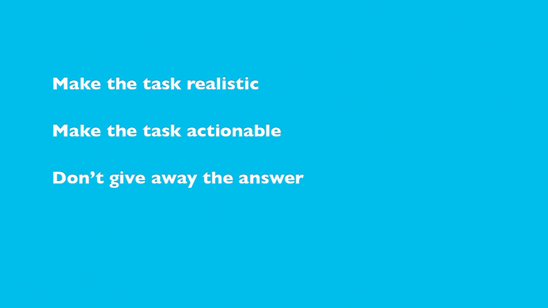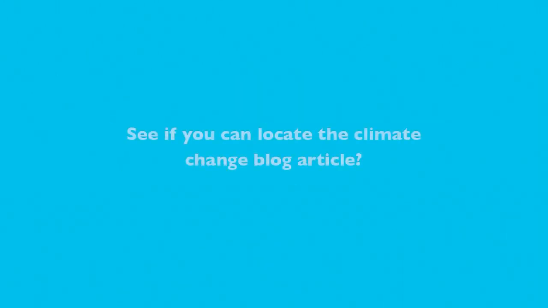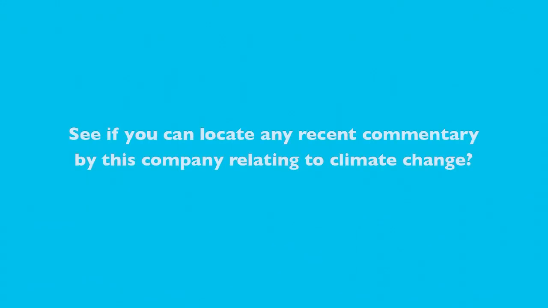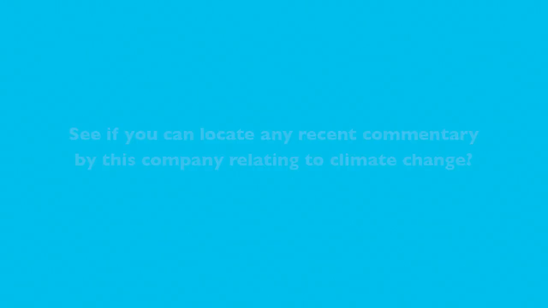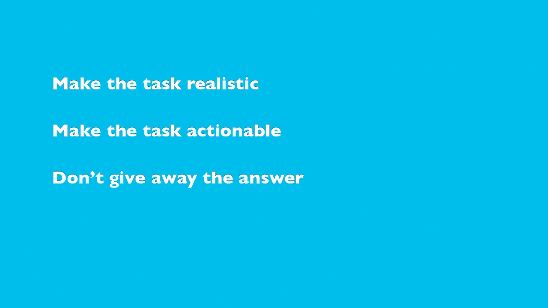For example, the goal might be to locate a climate change article within a company's blog. A poorly written task would ask, "See if you can locate the climate change blog article." But a better written task would ask, "See if you can locate any recent commentary by this company relating to climate change."